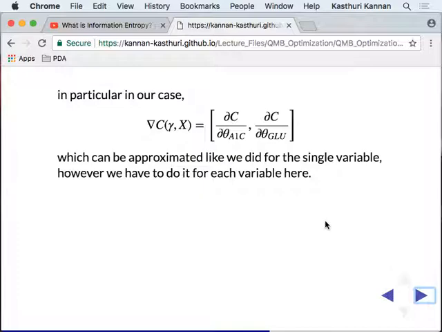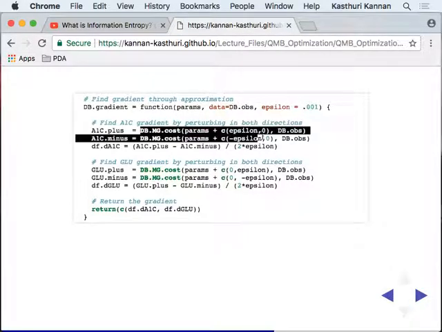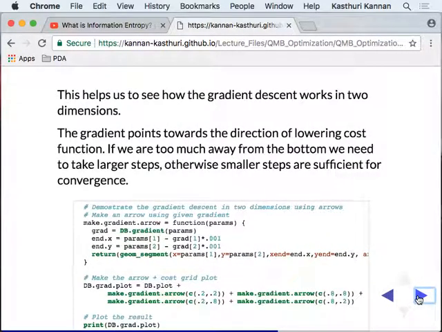And just like in 2 dimensions, all this can be approximated by 1 dimension. For the gradient, I'm adding this epsilon and then dividing by it. I'm trying to find the gradient, the derivative here, and then you return this function. So this will help us see how gradient descent works in 2 dimensions. We can look into how it's going to work.